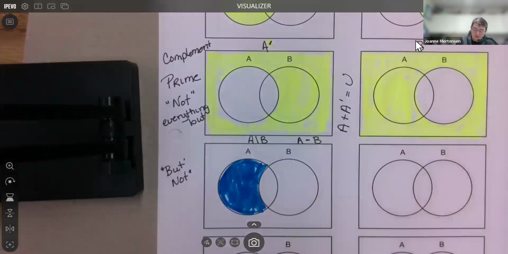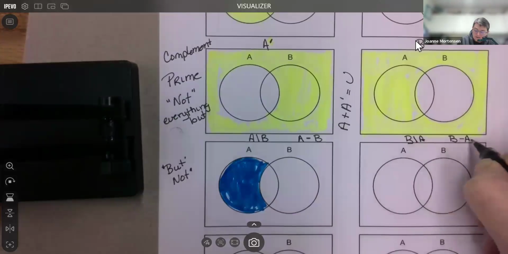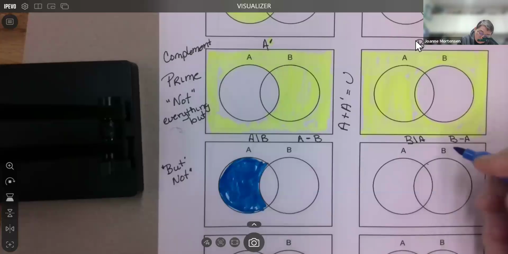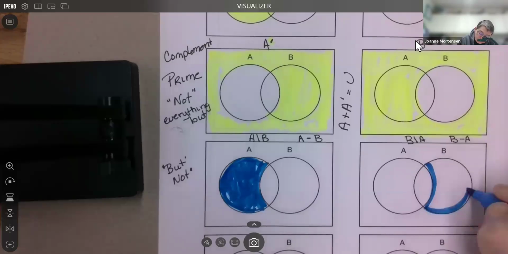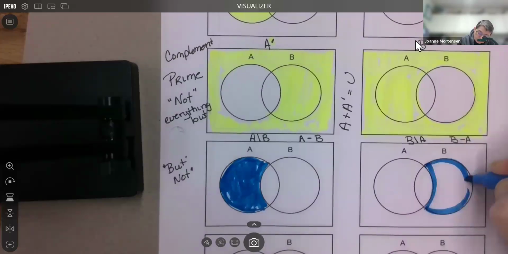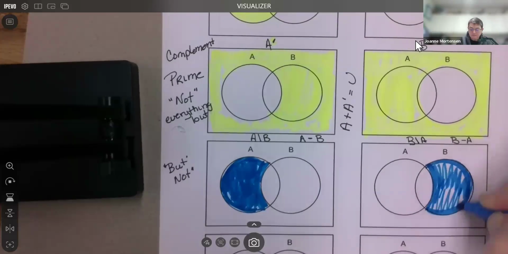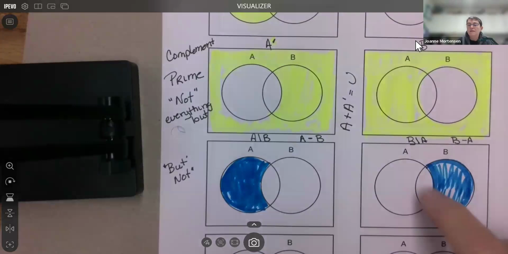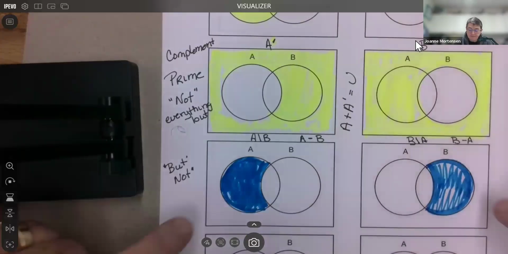All right, so on this side, we're going to do B but not A, or B minus A. I know you already know what it is. It's this outside area here. So again, we've got all of B, and we're going to take away the part that was in A also. So no overlap. Those areas.